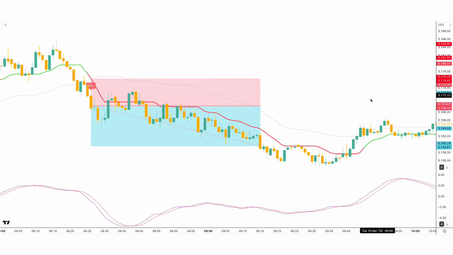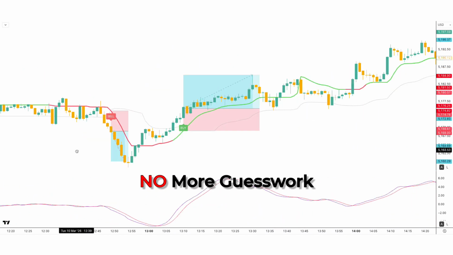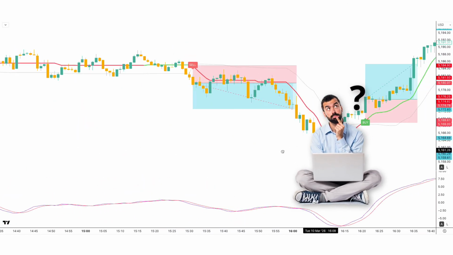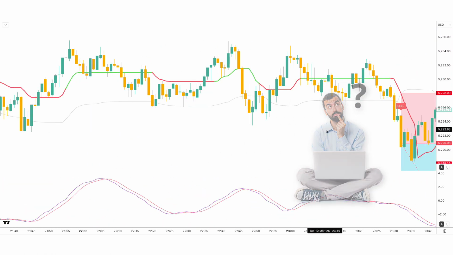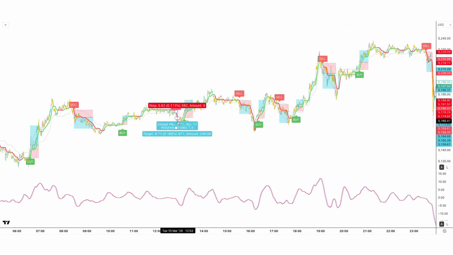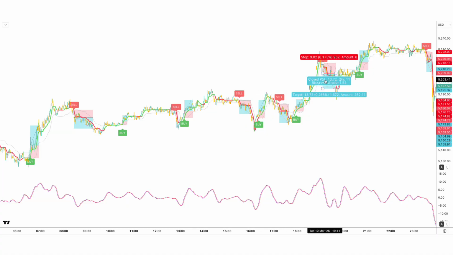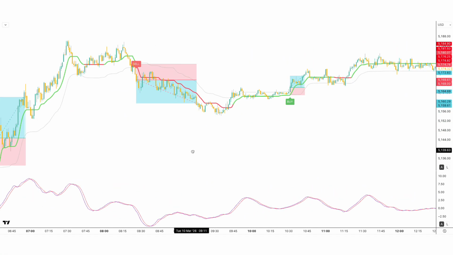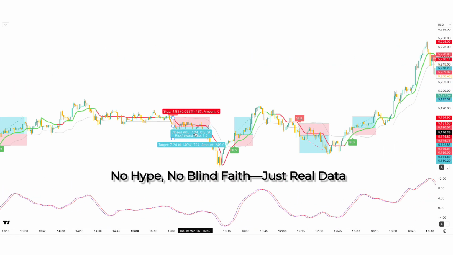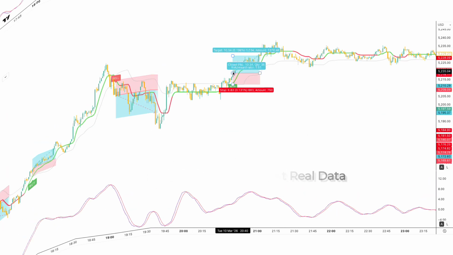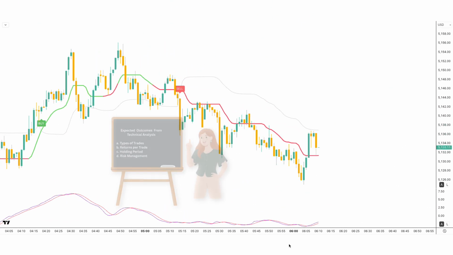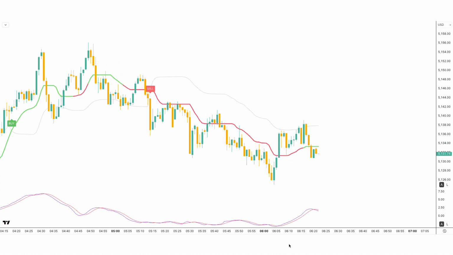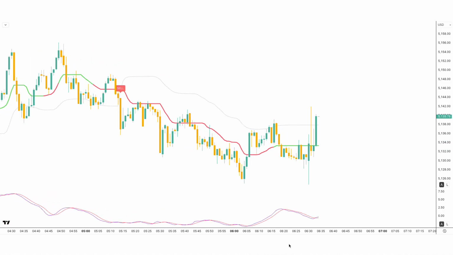Today I decided enough is enough, no more guesswork. After all, the market is flooded with thousands of indicators, but how many of them actually work? That's why I took the most popular indicators on TradingView and tested them directly on the charts. No hype, no blind faith, just real data. I ran every indicator under the exact same conditions: clear entry rules, fixed risk, and a disciplined exit strategy.